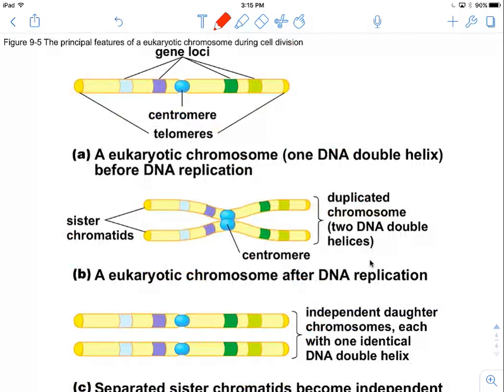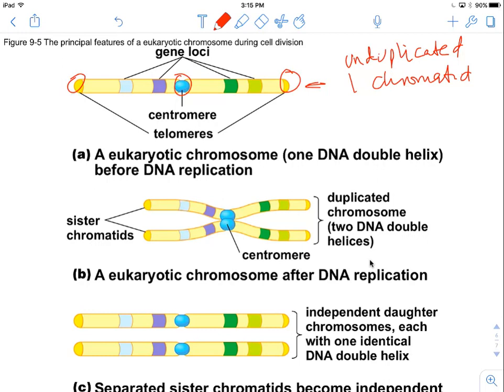Okay, and the last thing we're going to look at here is just some more diagrams of chromosomes. Here again, at the top, this is an unduplicated chromosome, so it has one chromatid. Here you can see the telomeres at either end, the centromere in the center, and it has some gene loci here. Loci is the location of a gene on a chromosome. And then here we have a duplicated chromosome.